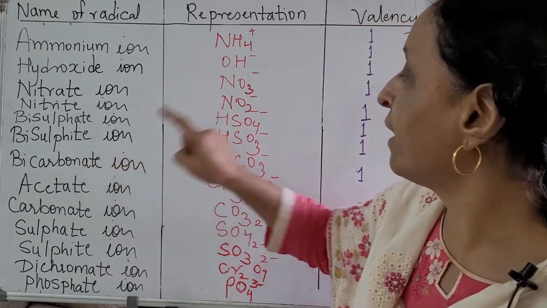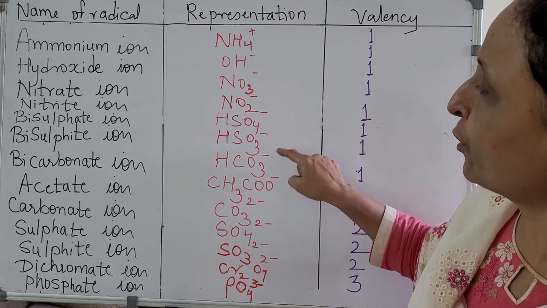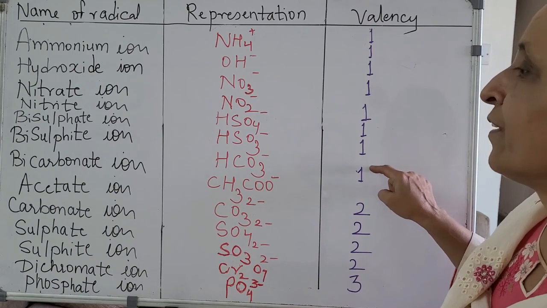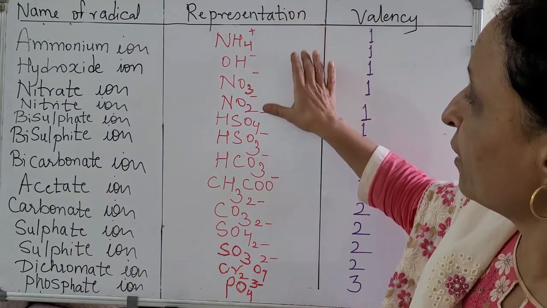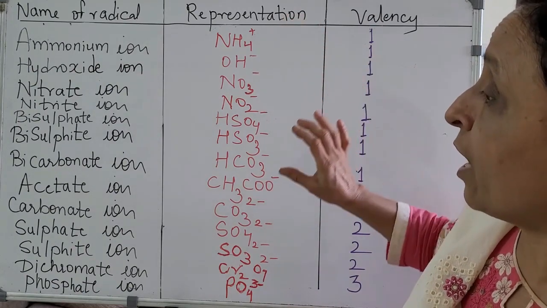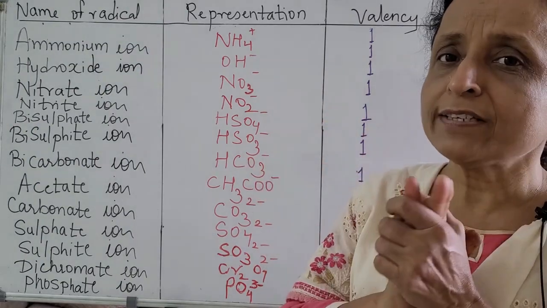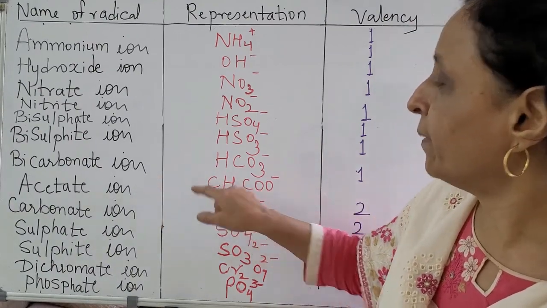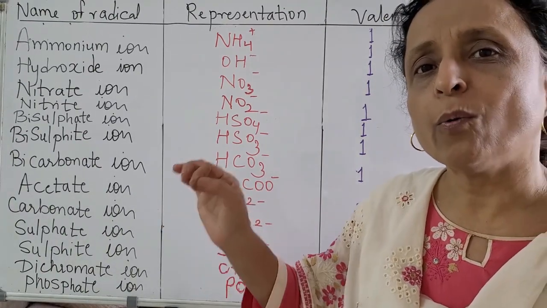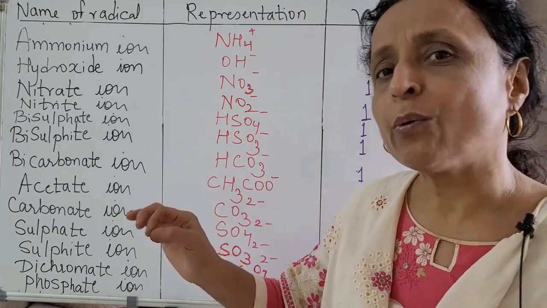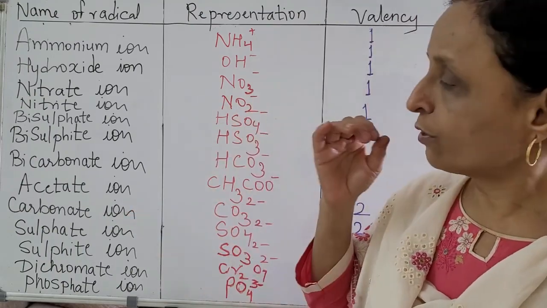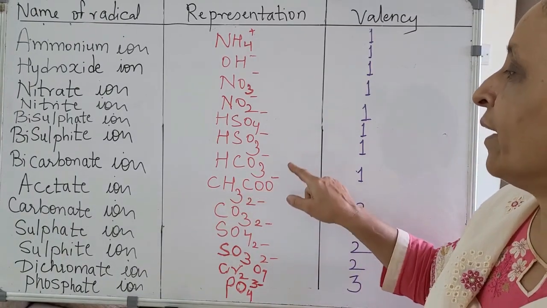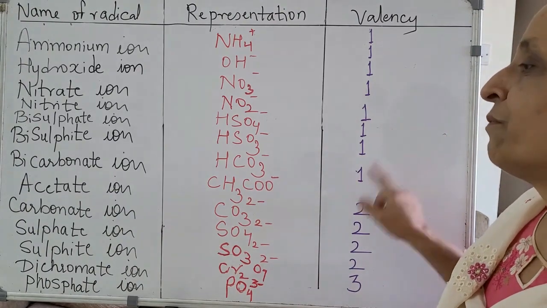Now bicarbonate ion. Carbonate is CO3 negative. Bi is HCO3. Its valency is 1. So I hope you have understood up till here. Now acetate. The sound of acetate you must have heard for first time, but try to remember CH3COO. CH3COO, that is acetate. So connect with the sound. Acetate is CH3COO. It has got 1 negative charge and its valency is 1.